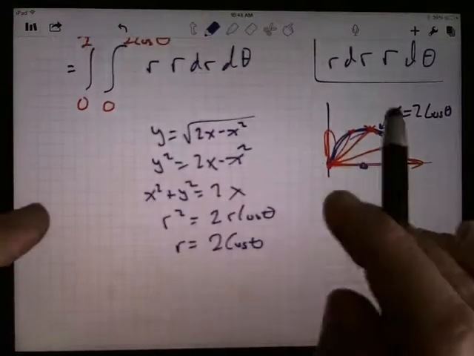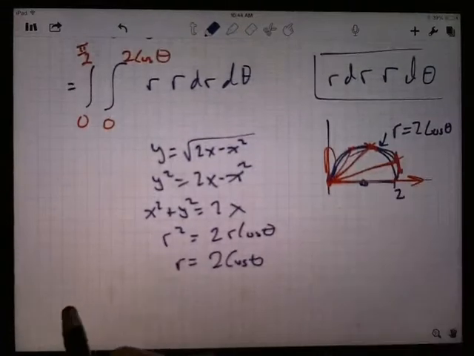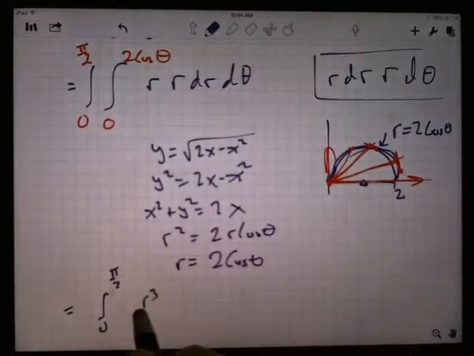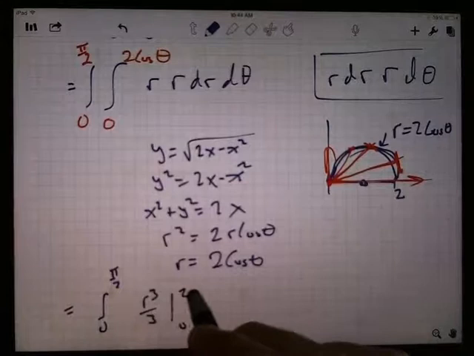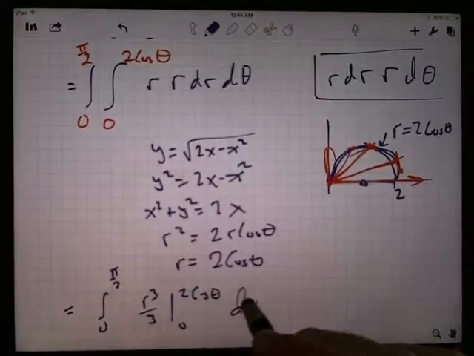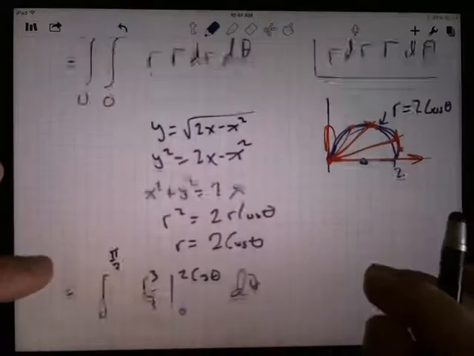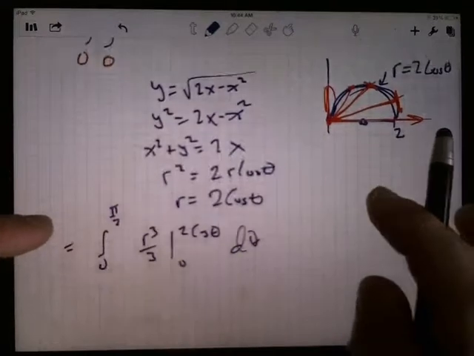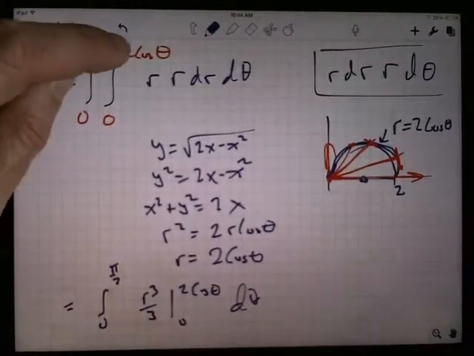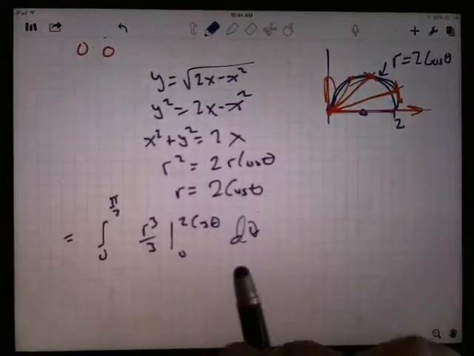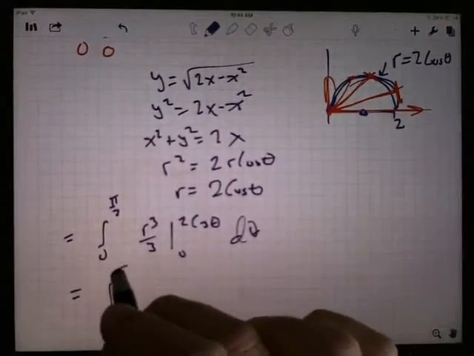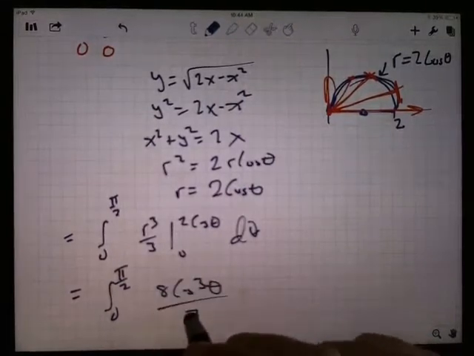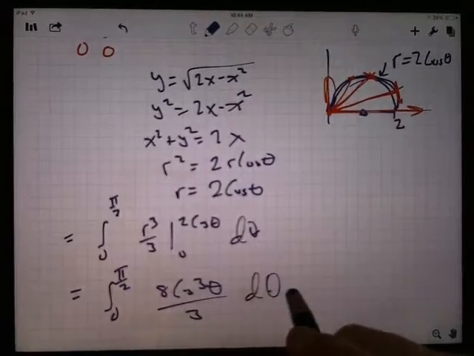Now, I can integrate this. I've got the integral from 0 to pi over 2. That's an r squared. Integrates to r cubed over 3. Evaluate between 0 and 2 cos theta. And then d theta when you're done. Actually, you can do the d theta now. No, never mind. I was thinking you got a rectangular region, but you don't have a rectangular region because that's not a constant. That's not a number. So I've got the integral from 0 to pi over 2 of 8 cosine cubed theta over 3 d theta.